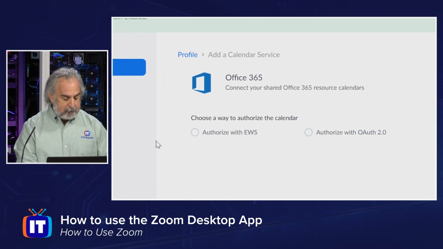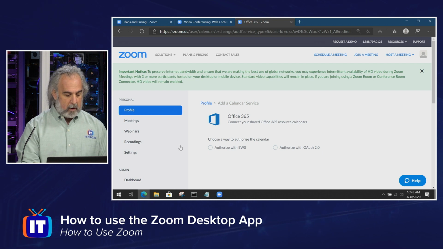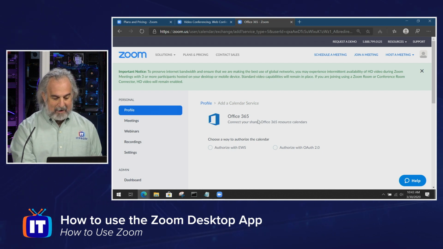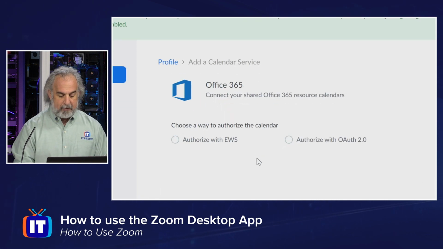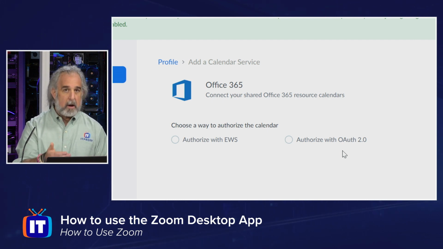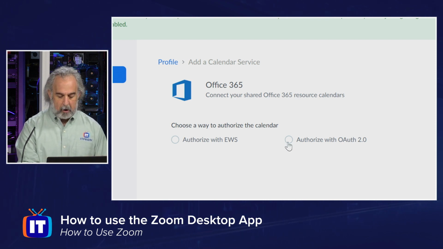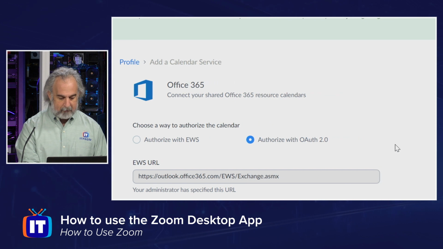Then, just zoom out here so you can see where we are under Profile. Add a calendar service. It says O365, connect your shared Office 365 resource calendar or calendars. Choose a way to authorize the calendar. Authorize with either OAuth 2.0 or EWS. It just depends on what your company is using, what they tell you to do. Again, you would probably need a little bit of guidance, perhaps, from your IT department. You would choose the appropriate one, whatever it may be.